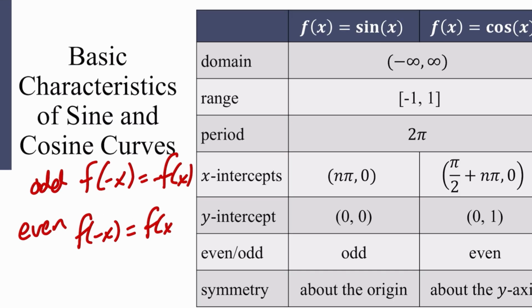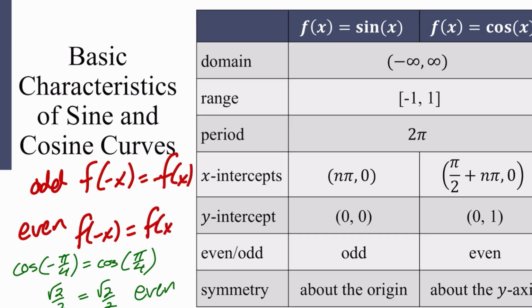So in the context of the trig functions, for cosine, which is an even function, cosine of negative pi over 4 would equal the same thing as the cosine of pi over 4. So if you think about the unit circle, that's going to be equal to positive square root of 2 over 2, and also equal to positive square root of 2 over 2. So the cosine is even.